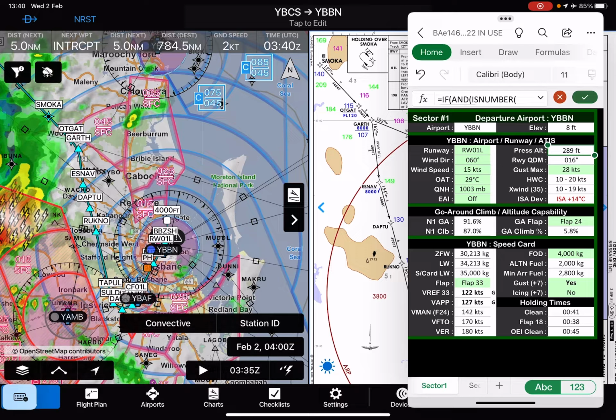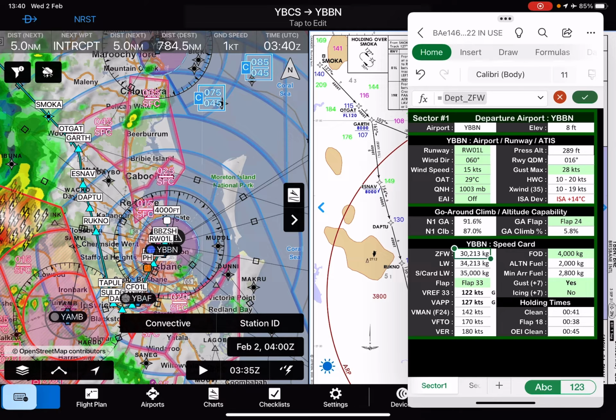ISA deviation is plus 14 on the ground in Brisbane, the elevation is 8, the pressure altitude of the landing runway is 289 feet, which allows me to calculate N1 go-round, N1 climb. And this is the available climb gradient based on the planned weight conditions and a go-round from landing flap 33 into a missed approach of flap 24. That's engine out. Actually, having said that, that's the most limiting of all engine balk climb or engine out missed approach climb. So 5.8% is what I'm capable of under these conditions.